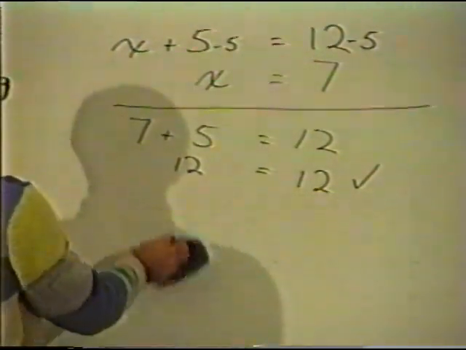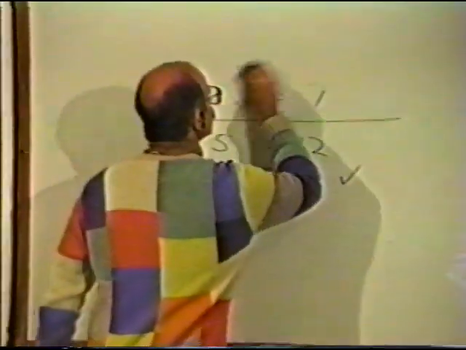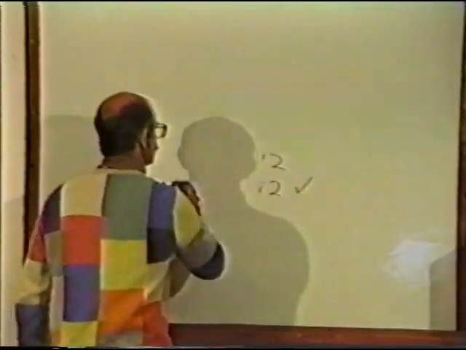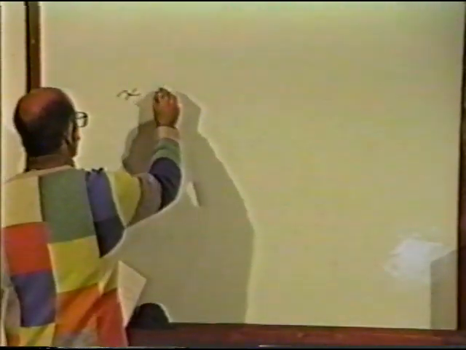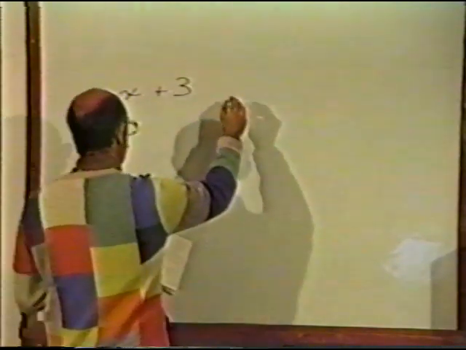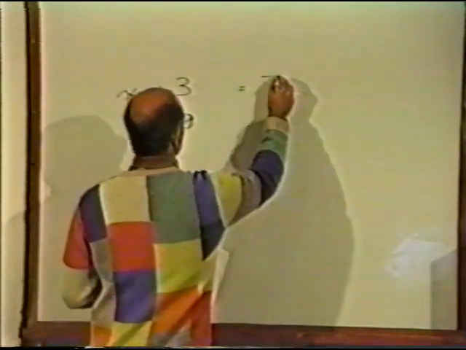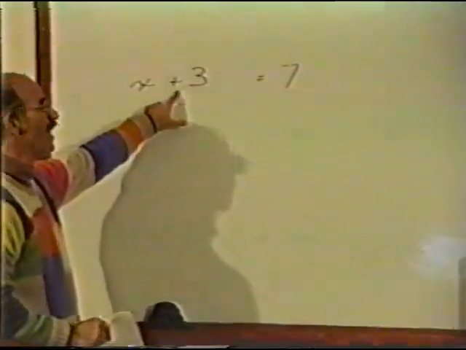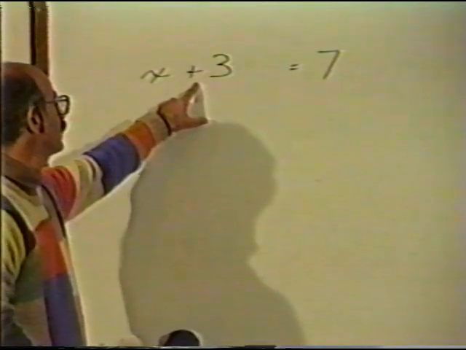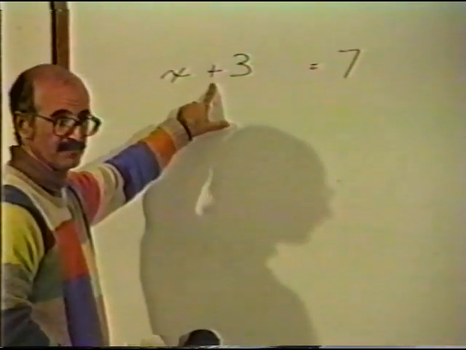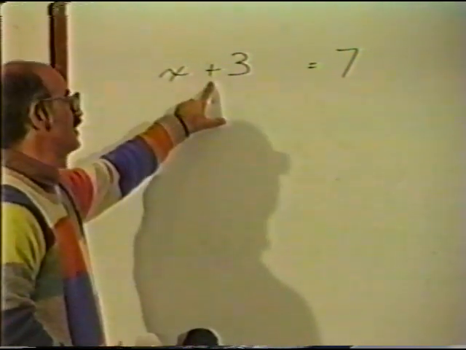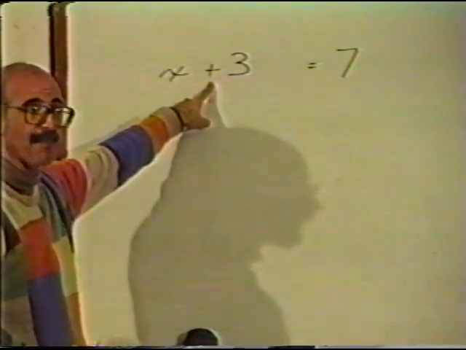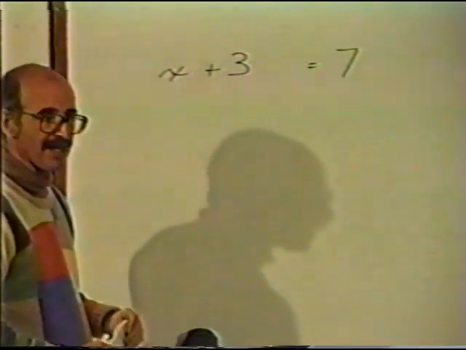Let's do another one just like it. X plus 3 equals 7. What is the relationship? What operation is going on between the x and the 3? Addition. So I'm going to do the opposite, which is subtraction.